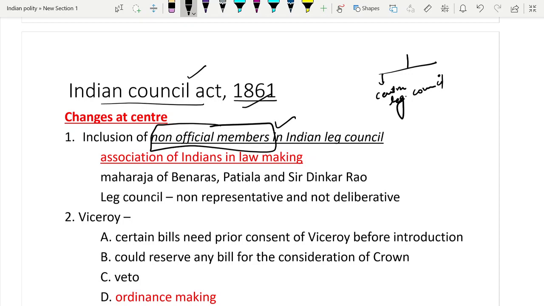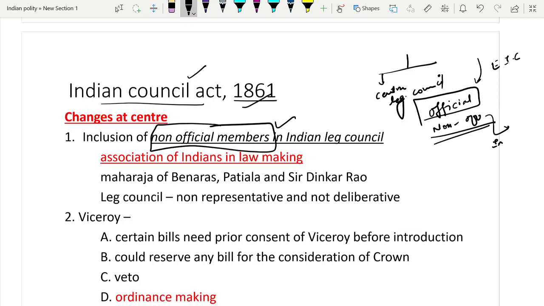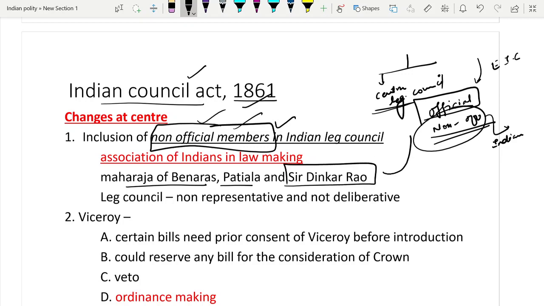So there were 2 types of members. One were officials and the other were non-officials. These official members were to be appointed by the EIC only. But these non-official members were generally Indians or local citizens. So these were the non-official members. The very first thing here is that local representation was increased in the legislative council. Number one. Some of the members like the Maharaja of Banaras, Patiala, and Sir Dinkar Rao were given representation in this legislative council.